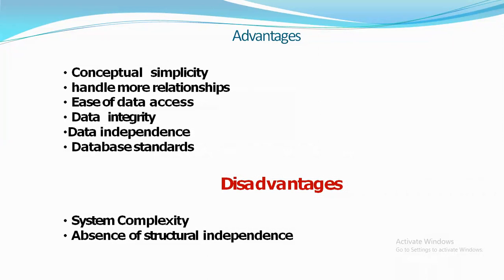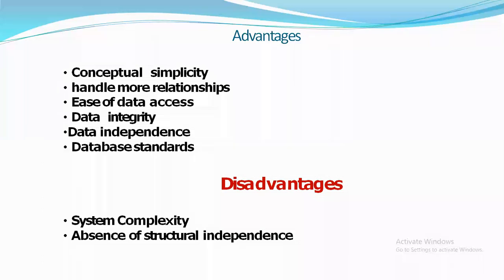So in the network model, the data is represented in the form of graphs. In the hierarchical model, the data is represented in the form of trees. A graph contains nodes and edges. Each element, each row, is called a node, and a line which connects nodes is called an edge. So it is simple to implement.